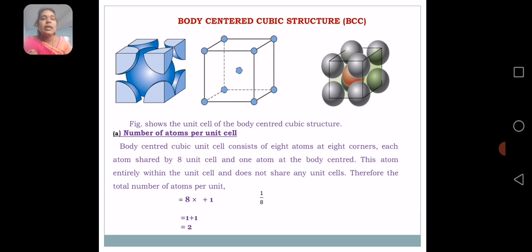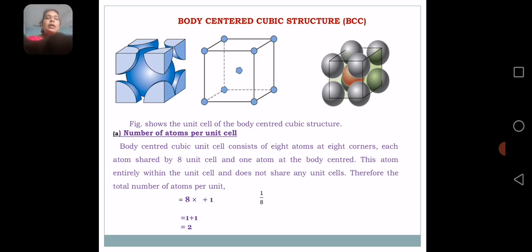This body centered atom is entirely within the unit cell, so it does not share with any other unit cell. Therefore, the number of atoms per unit cell in the body centered cubic structure, that is the BCC structure, is 8 atoms into 1 by 8. There are 8 atoms at the 8 corners, and each atom is shared by 8 unit cells. So 8 into 1 by 8, plus 1 atom at the body center. This atom is entirely placed within the unit cell, so it does not share with any other unit cell, so we put plus 1. So 8 into 1 by 8 plus 1, that is 1 plus 1, so finally 2. The number of atoms per unit cell in the body centered cubic structure is 2.